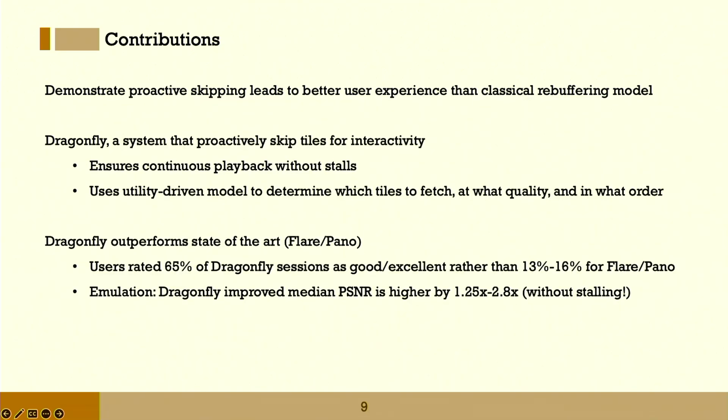We evaluate Dragonfly with plenty of emulation and a user study, and the results show that we outperform the state-of-the-art Flare and Pano. Users in our study rated 65% of Dragonfly sessions as good or excellent, while only 13 to 16% for Flare and Pano. And our emulation shows that we are able to improve the median PSNR by 1.25 to 2.8x without even stalling.